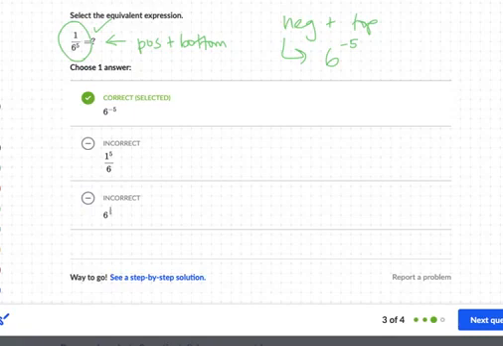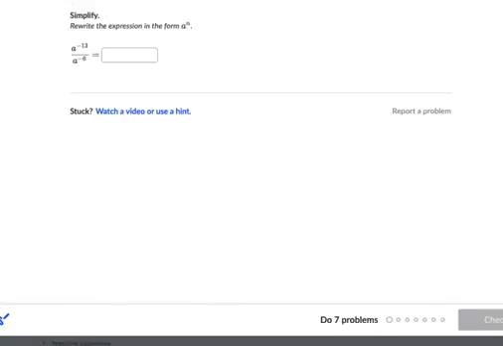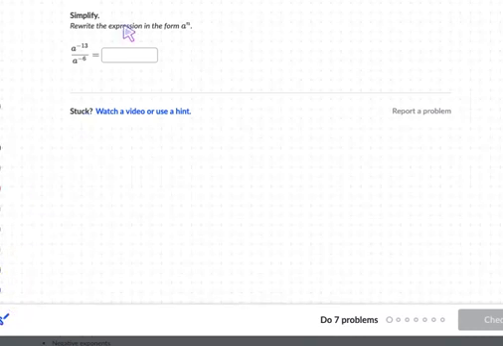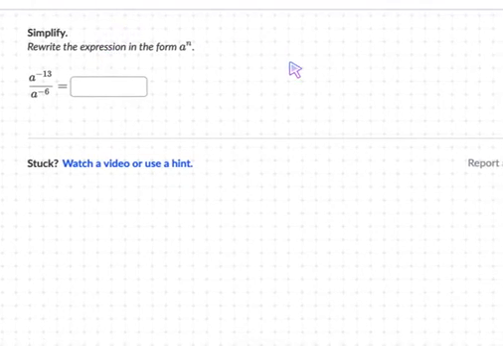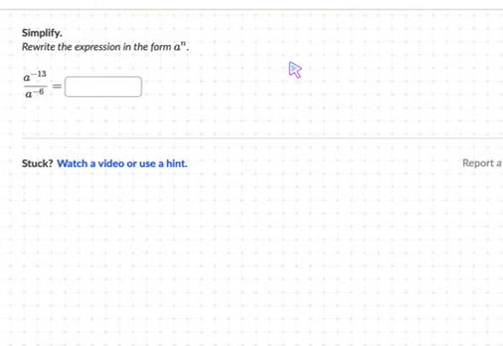Let's go on and do some examples with multiplying and dividing powers now with integer exponents. So this is basically the types of problems you've already done with multiplying and dividing powers, but up until now you haven't had to deal with integer exponents. So that's what we are practicing here. Go ahead and pause the video and see if you can solve this one on your own.